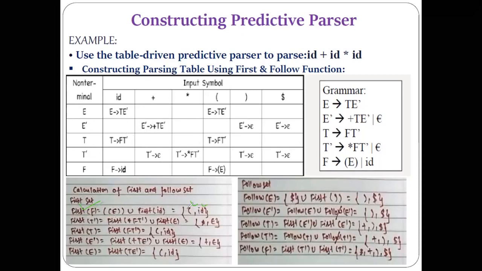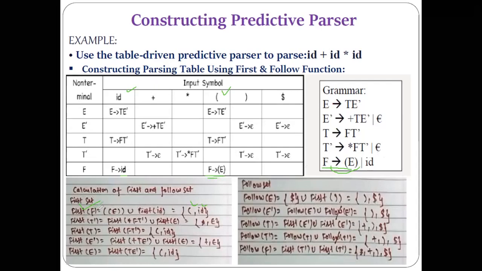Now first of F we have the open brace and the ID. So under the F, you have to see where the open brace is here and where the ID is here. Under the ID, you have to put the production F deriving the ID. Here we have put it down. And under the terminal symbol open brace, you have to put the production F deriving the E.